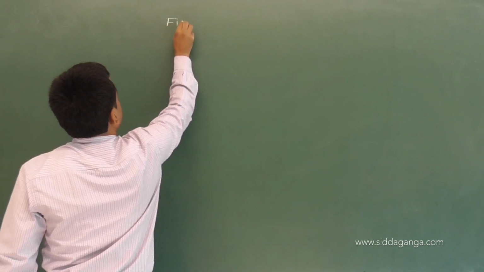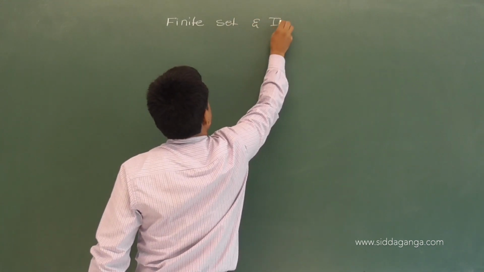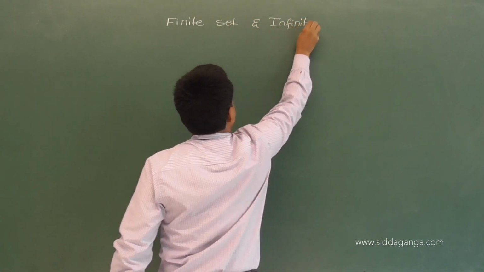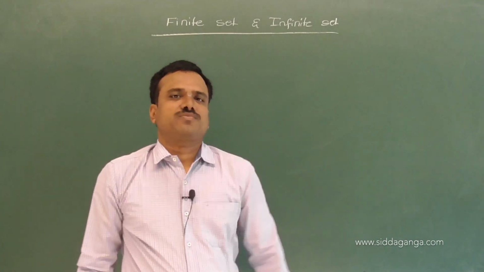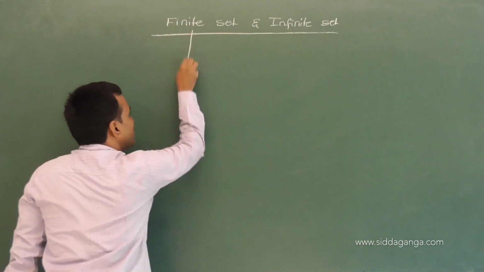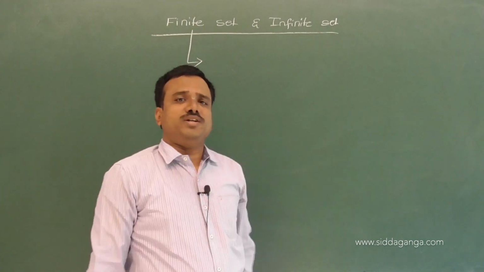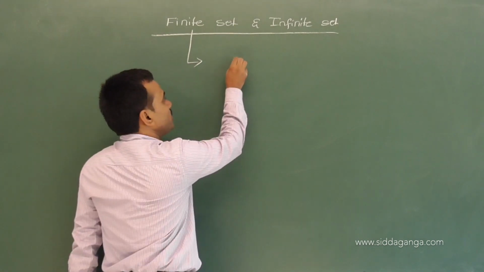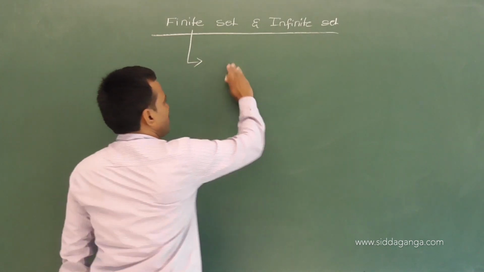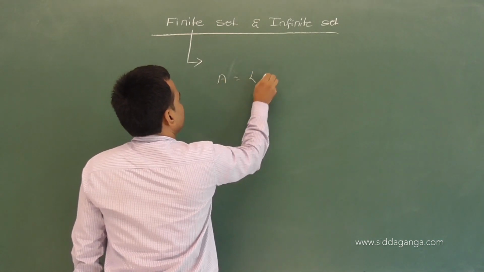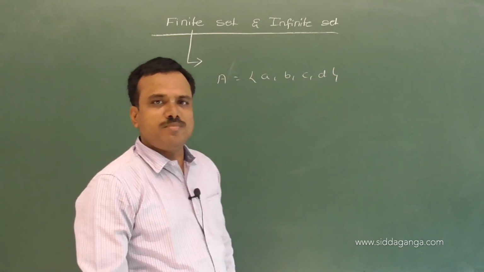Next concept: finite set and infinite set. Very important. First we define a finite set in a simple manner. If a countable number of elements are present. So I write one example. A is equal to the English alphabet letters A, B, C, D.